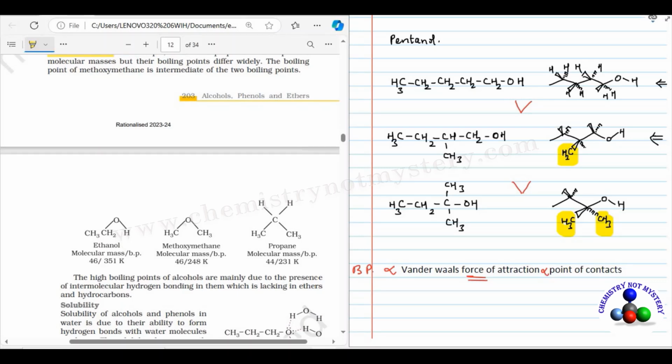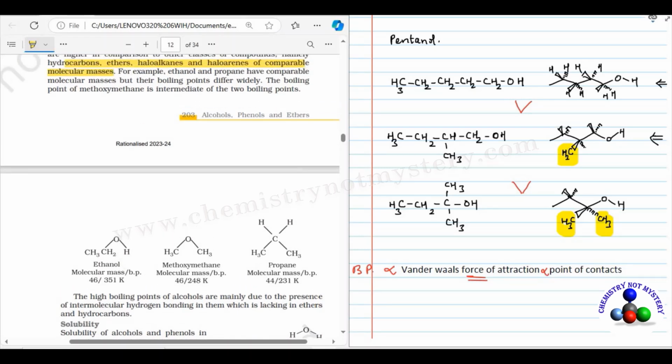Here a comparison of boiling points is given between ethanol, propane and methoxymethane. They all have comparable molecular masses. The molecular mass of ethanol is 46. For methoxymethane it is also 46, and for propane the molecular mass is 40. So they all have comparable molecular masses. But in case of ethanol the boiling point is 351 Kelvin. For propane, it is 231 Kelvin, and the boiling point of methoxymethane is between ethanol and propane.